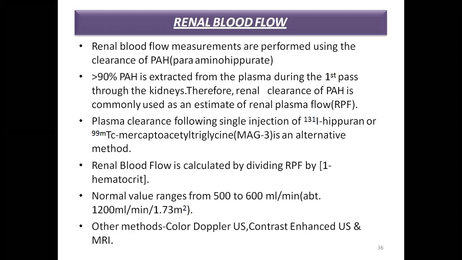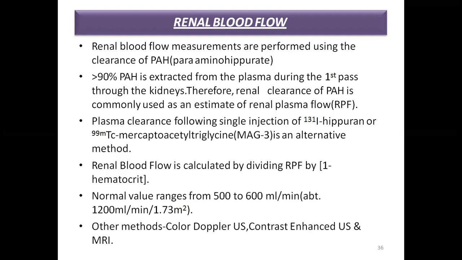Now, after the blood urea level, we have the renal blood flow. What amount of blood is actually entering into the kidneys will also affect the function of the kidney. Renal blood flow is measured using the clearance of a substance known as PAH, that is para-aminohippurate. More than 90% of para-aminohippurate is extracted from the plasma during the first pass through the kidney. Therefore, the renal clearance of PAH is commonly used as an estimation of renal plasma flow.